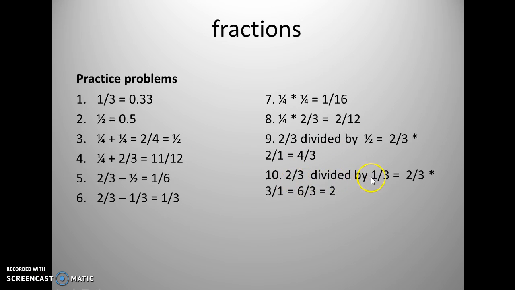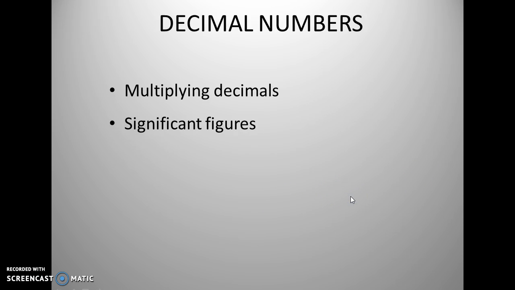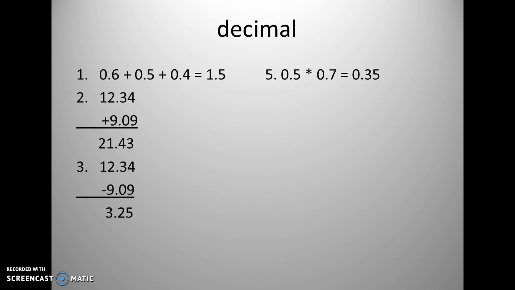Right? If I'm dividing, okay, again, 2/3 divided by 3/3, I have to switch the second number around. It is the reciprocal. It will be 2/3 times 3/1, which is 6/3, and the answer will be 2. Okay? Now, let's talk about decimal numbers and how we work with them: adding, subtracting, multiplying decimals, and significant figures.